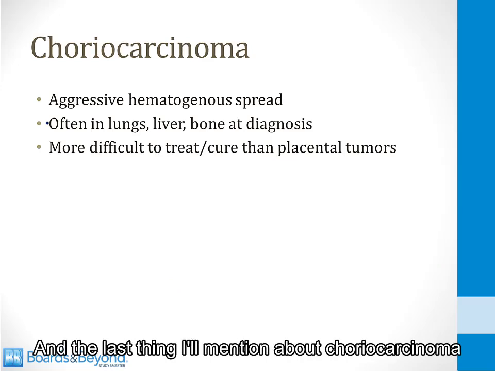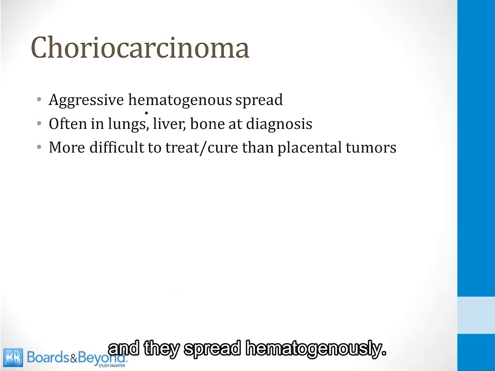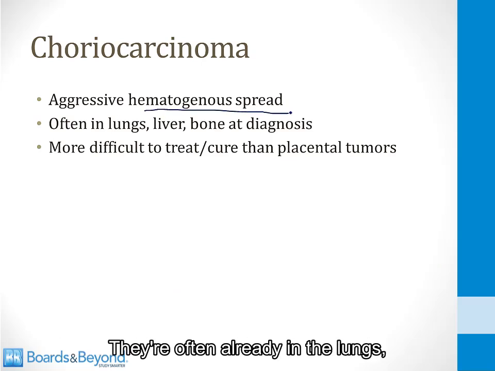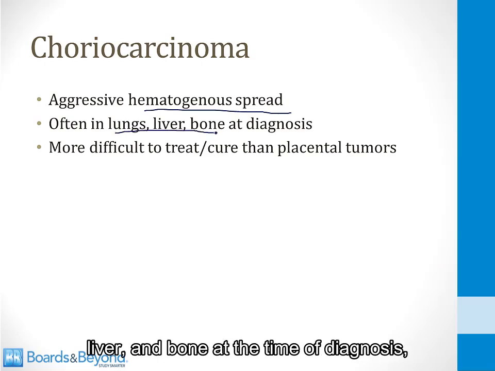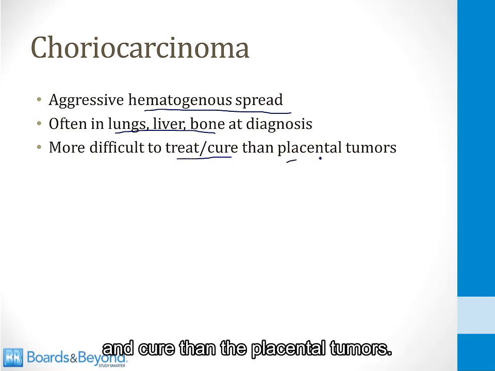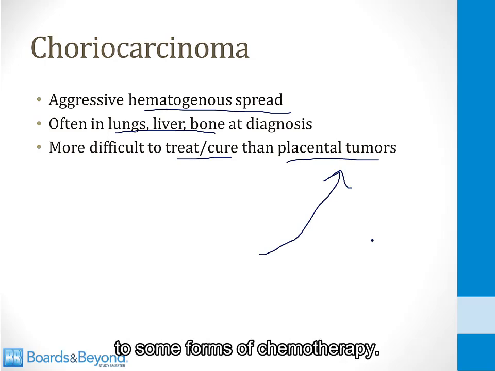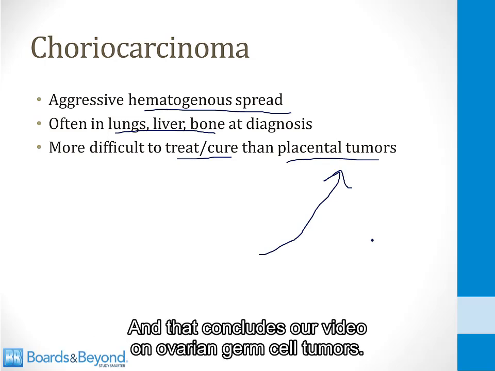And the last thing I'll mention about choriocarcinoma of the ovaries is that these tumors are aggressive and they spread hematogenously. They're often already in the lungs, liver, and bone at the time of diagnosis, and they tend to be more difficult to treat and cure than the placental tumors. The placental tumors usually respond more easily to some forms of chemotherapy. And that concludes our video on ovarian germ cell tumors.